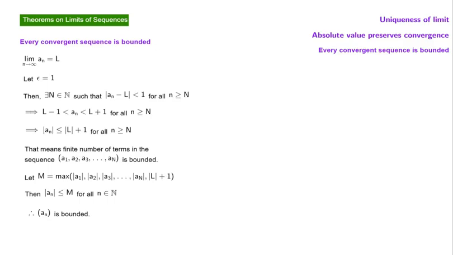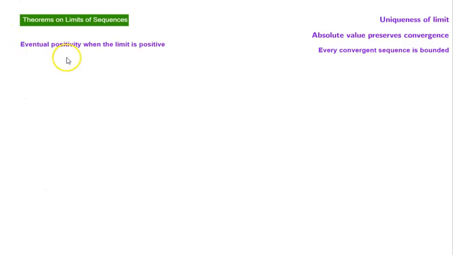Now let's look at the next theorem. Eventual positivity when the limit is positive. What this means is that if the limit of a sequence is positive, then even if the initial terms are negative, at some point in the sequence, we will end up with positive terms. So let's see how to prove this.